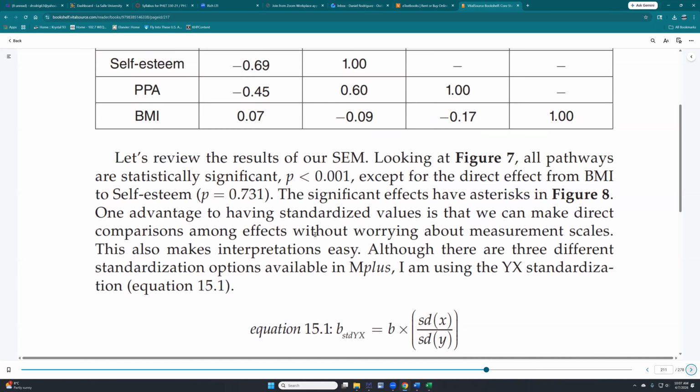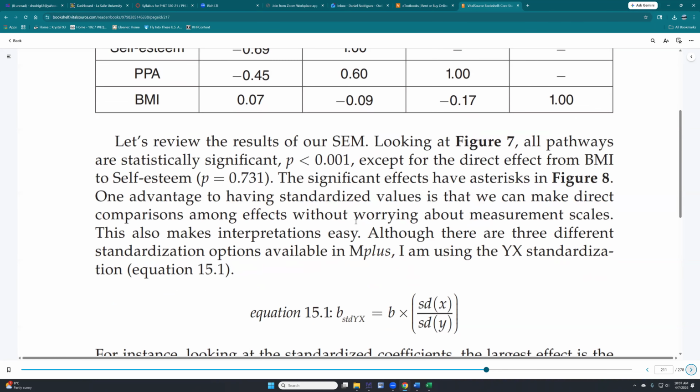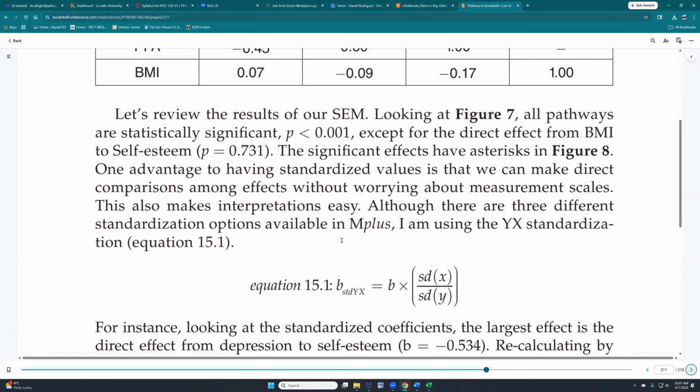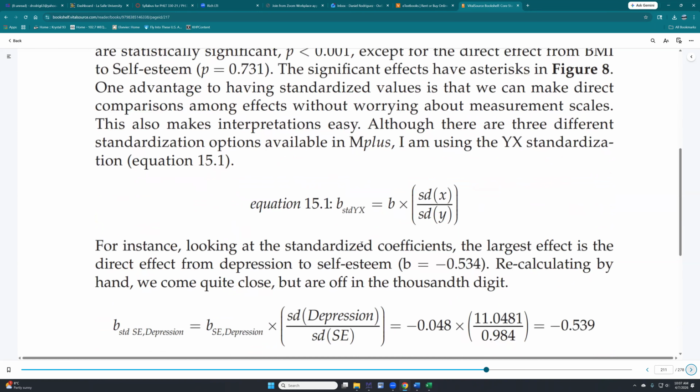Standardized values allow us to make comparisons. You should remember this from doing regression analysis. It also makes interpretation easy, although there are three different types of standardization options available in Mplus. You can read about those; I'm not going to discuss all three here. I'm using what's called XY standardization. So I take the B value and multiply it by the standard deviation of X and Y. Think about it as X being the predictor and Y being the outcome. From the model, the Y has the arrow pointing at it.